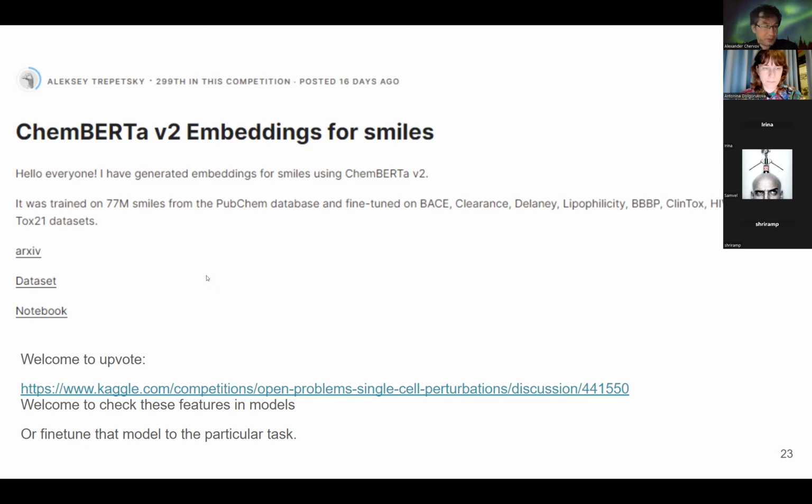And one of the ways which I think is quite interesting is to fine-tune this ChemBERT. It can be possible to fine-tune it to the particular task, as we do in natural language processing. And we can try to do this for this particular task. I am not sure how successful it can be, but it's interesting to try.